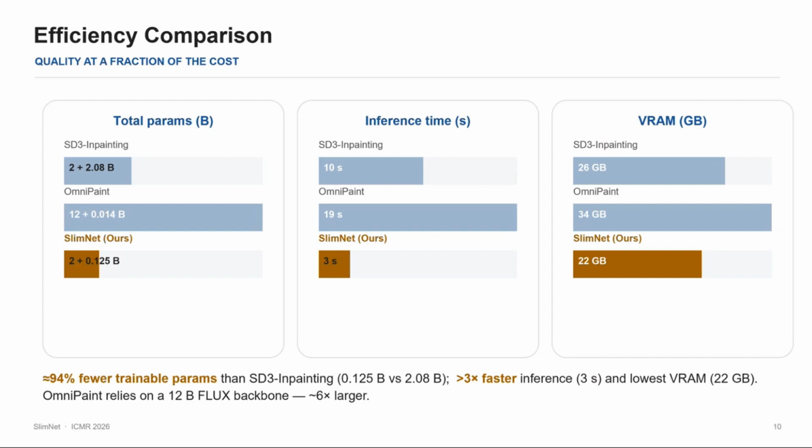OmniPaint looks tiny in trainable parameters, but that hides its backbone. It rides on Flux, a 12 billion parameter model, roughly 6 times larger than SlimNet in total, needing 19 seconds and 34 gigabytes. The takeaway: high quality removal does not require brute force scaling, by eliciting the latent ability of a compact model. SlimNet matches all the large model approaches at a fraction of the cost.